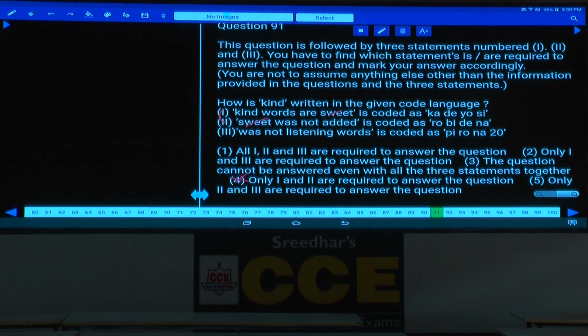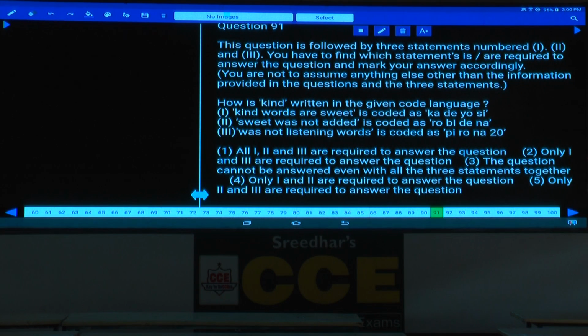And 2 and 3. By combining 2 and 3, that is choice 5. Sweet was not added, was not. Was not are the words which are common here. Here also was not is common. But whereas kind is nowhere present in these two statements. Hence directly we can leave this one, isn't it? Hence these three choices were ruled out. Now finally we are left with what? Finally we are left with whether all the statements are required, or by combining these three statements also whether we are able to derive the answer or not.